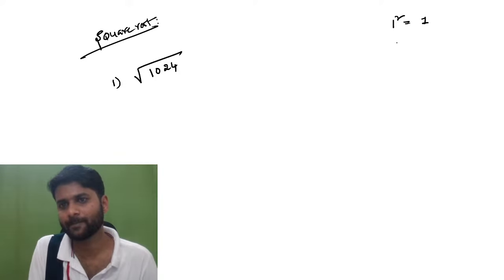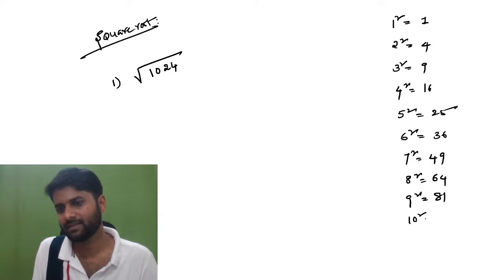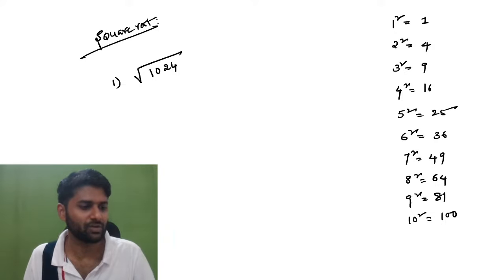1 square is 1, 2 square is 4, 3 square is 9, 4 square is 16, 5 square is 25, 6 square is 36, 7 square is 49, 8 square is 64, 9 square is 81, 10 square is 100. So let's take these references from 1 to 10 square.